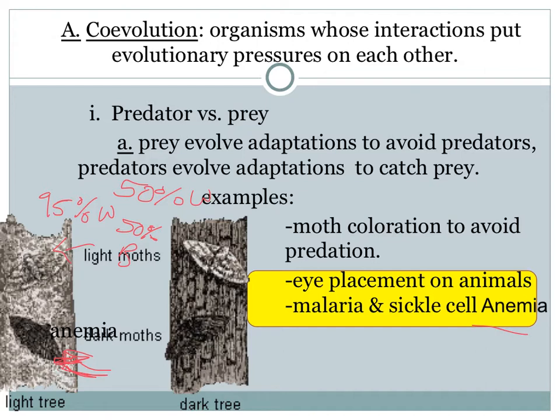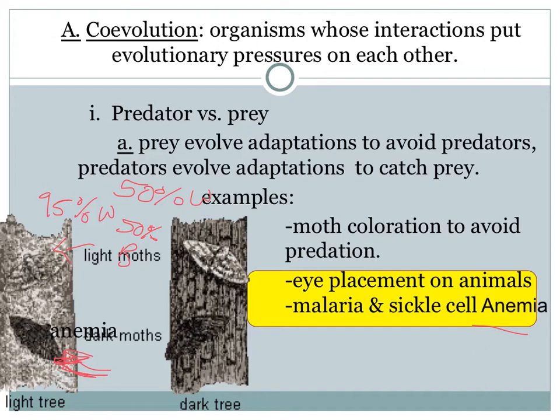Okay. Now this is an example of coevolution because, since the trees are now dark in color, all the white moths were exposed and the birds were picking them off, eating all the white moths, so their genes were being deleted from the gene pool. But what was doing really well in these now dark colored forests were the black moths. And so their numbers started growing, and the dark color was being added more and more to the gene pool of the population.